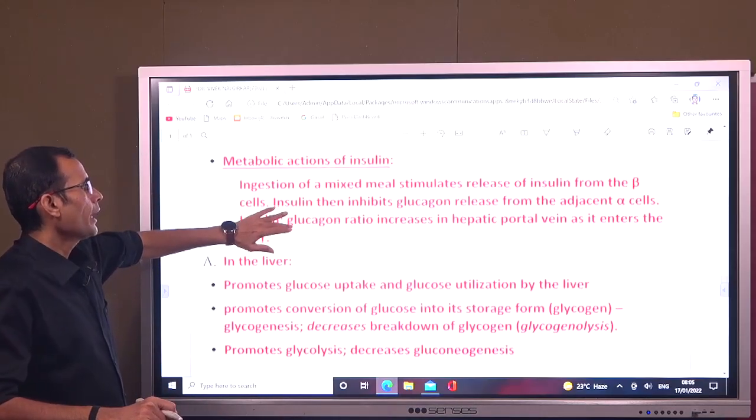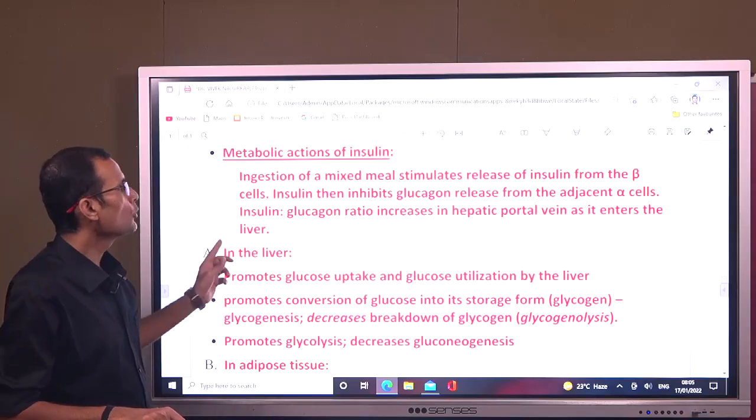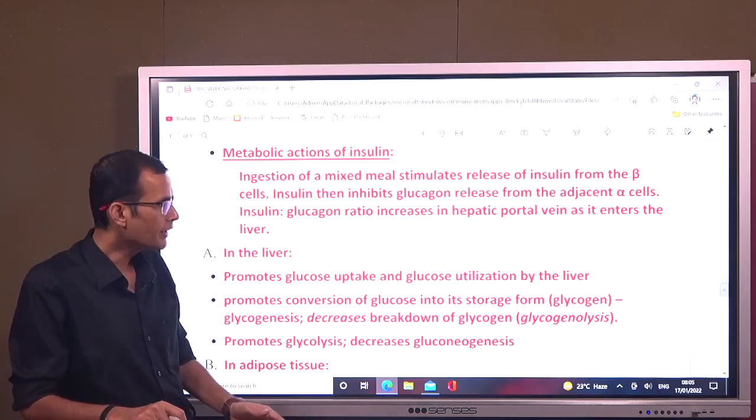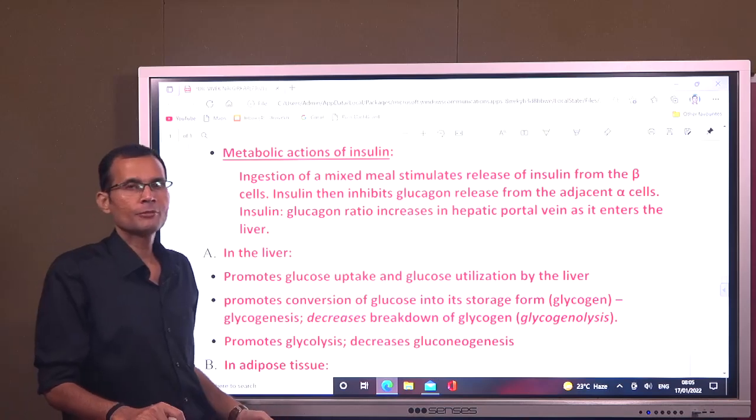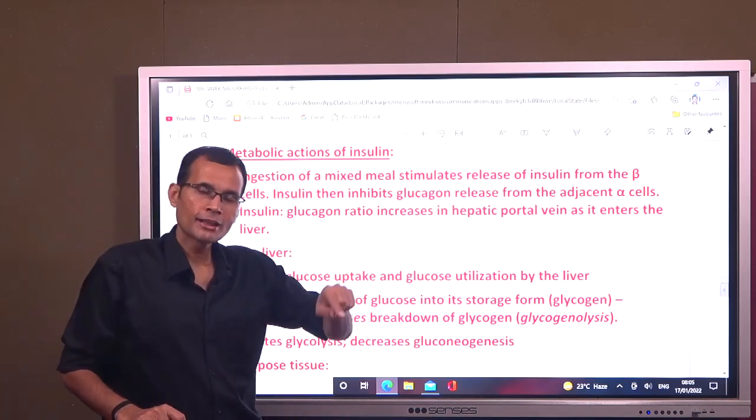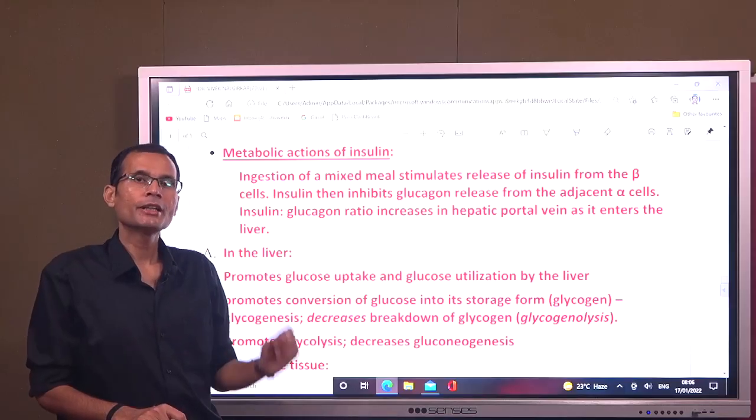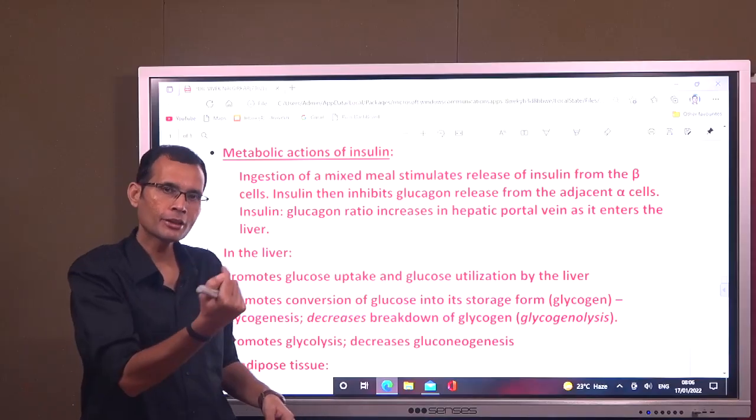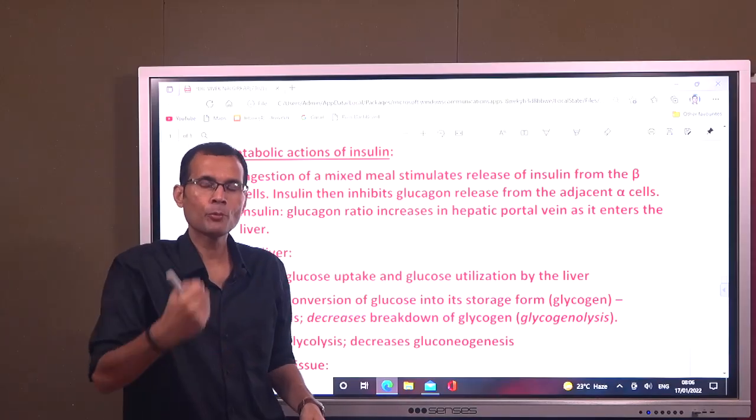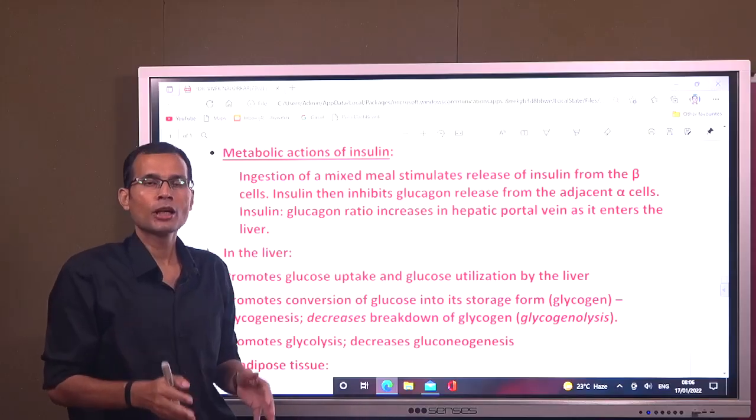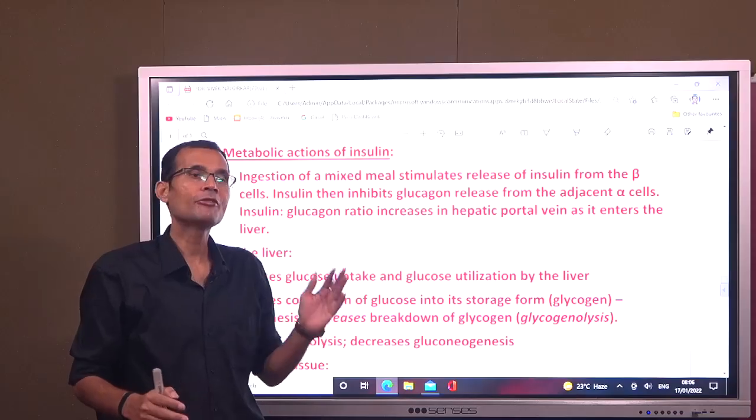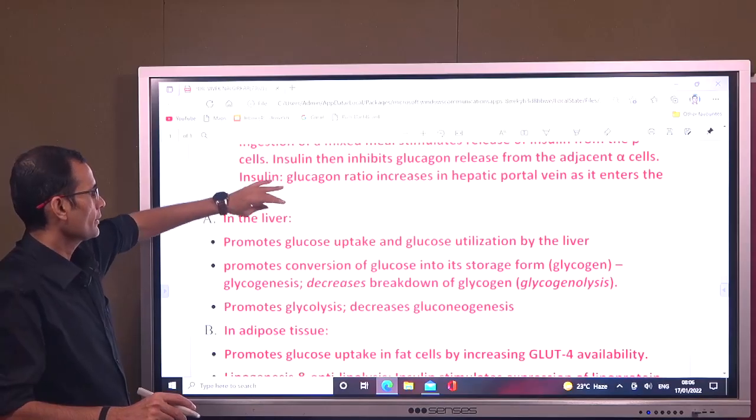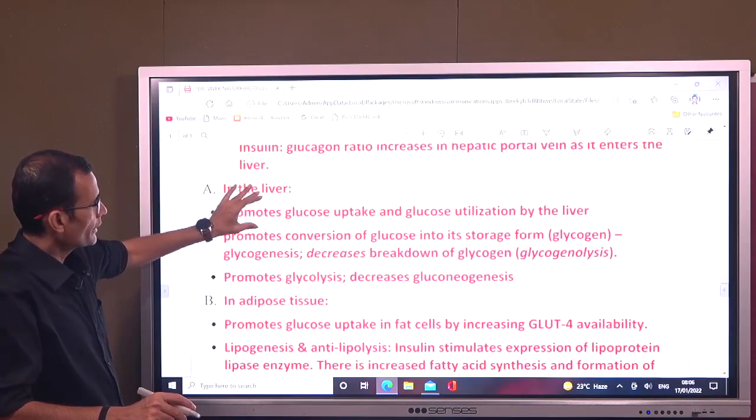Right. And therefore, the insulin to glucagon ratio increases in the hepatic portal vein as it enters the liver. Insulin has come into the blood, it suppresses the glucagon secretion, and now it is circulating. Now when it comes to the liver, or in the hepatic portal blood, the insulin to glucagon ratio will be very, very high after food intake. Glucagon was suppressed, insulin was secreted.